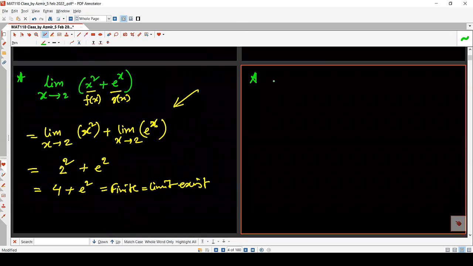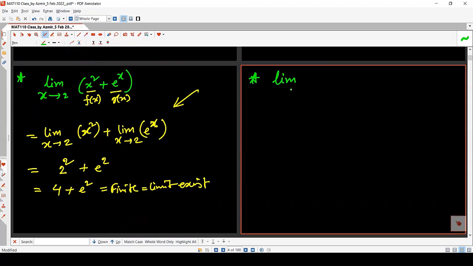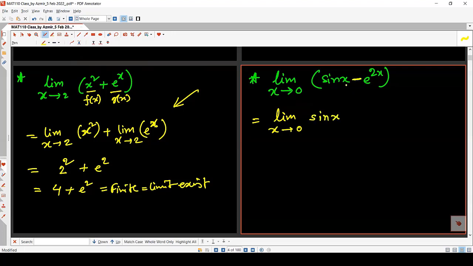Suppose we have limit x is approaching to 0 sine x negative e power 2x. So what we can do here, limit x tends to 0. So you can see that we have a negative sign. So that means if we consider this one as f of x and this as g of x, limit of f of x minus g of x, so we can write limit of f of x minus limit of g of x.